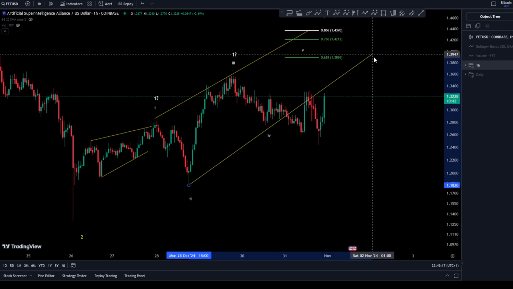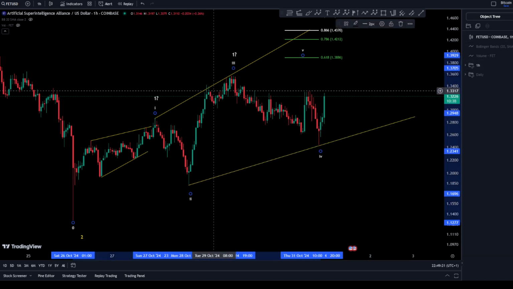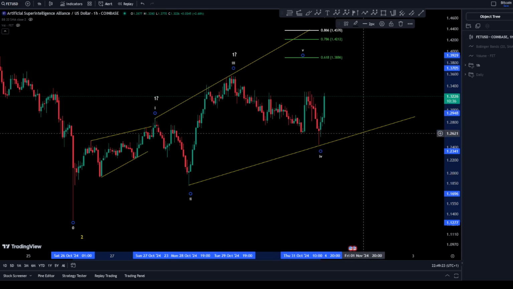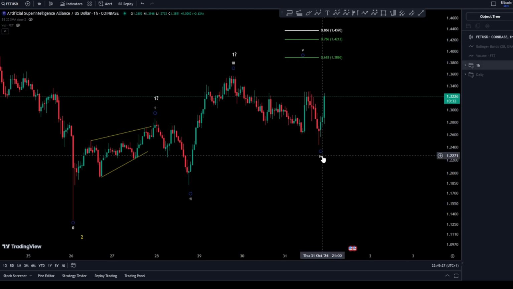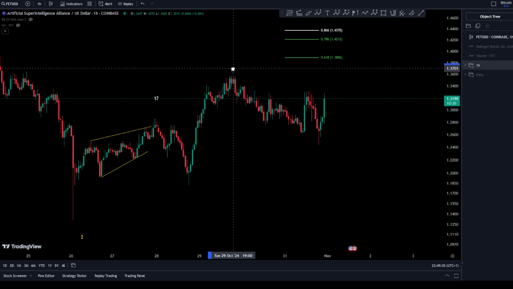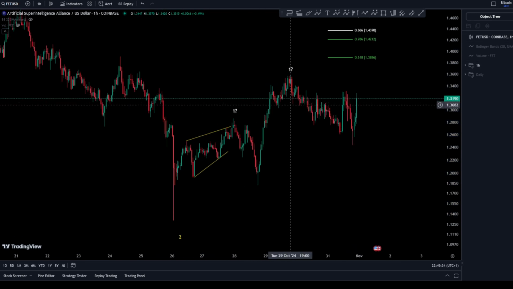not 100% sure, and we cannot call a diagonal because your diagonal is expanded now, and this is the most rare pattern that we can see. Therefore, this is to be deleted. This is to be deleted. The wave 1 question is still there.